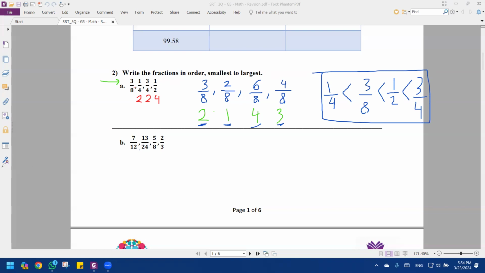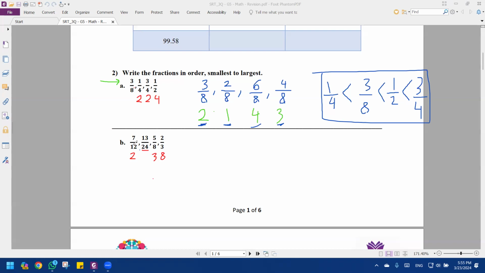Now, for part B, again, we need to order them. Denominators are not the same. We always check the highest denominator, which is 24. Can I make 12 24? Yes. Times it by 2. Can I make 8 equal to 24? Yes. Times it by 3. And the 3, we multiply it by 8. We do the same thing.